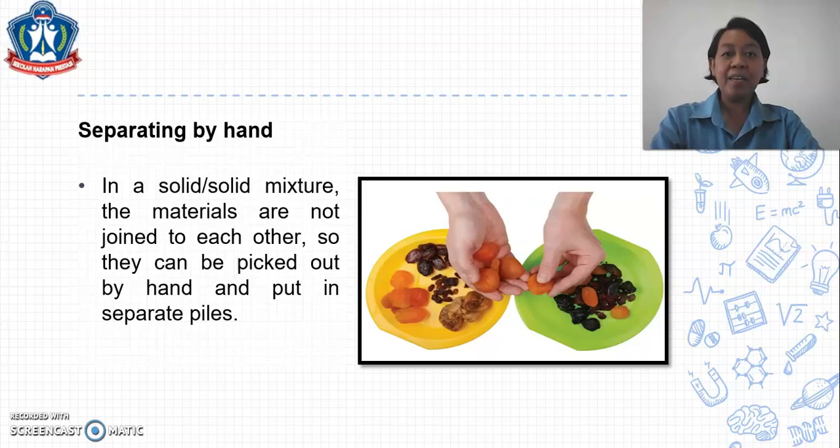Separating by hand is another example of separating solids. In a solid or solid mixture, the materials are not joined to each other, so they can be picked out by hand and put in separate piles. Look at the picture, children. Here are examples of dried fruits, so it's easy, right, to separate them.